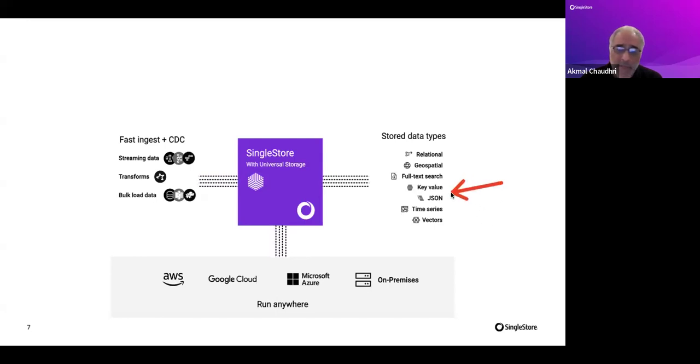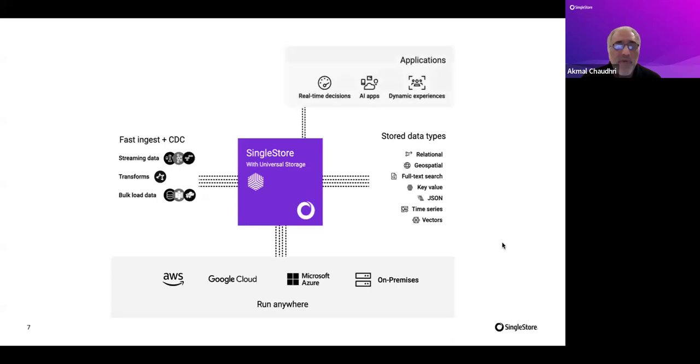JSON has been there for some time, even better now with the SingleStore Kai MongoDB compatibility. If you think about it, the product is actually both MySQL wire compatible and MongoDB wire compatible. We also do vectors, and this is the focus of today, and I'll say a little bit more about that momentarily.